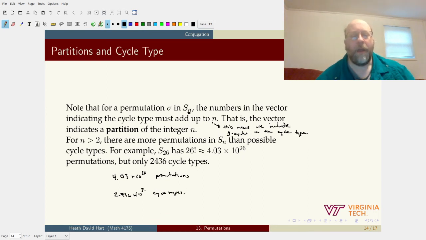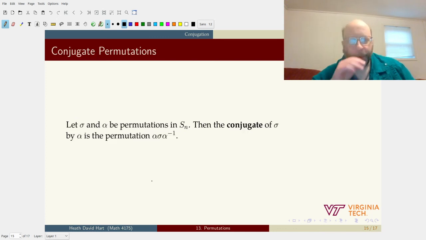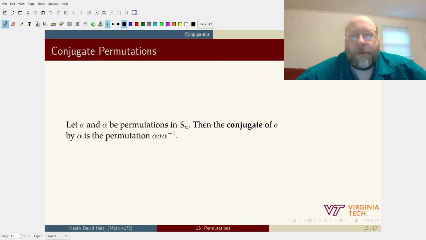And so if we have to brute force, trying to identify the cycle type first will be more productive than trying to identify the permutation first. Okay? So that's one of the things to keep in mind. If we can narrow down the cycle type first, that will make the process of getting the permutation easier.